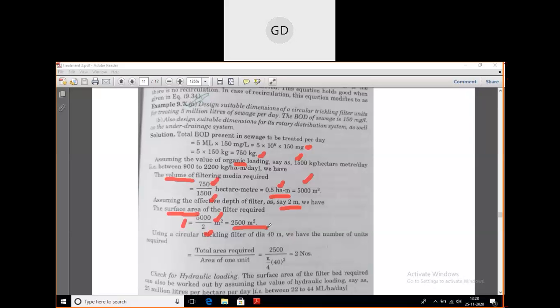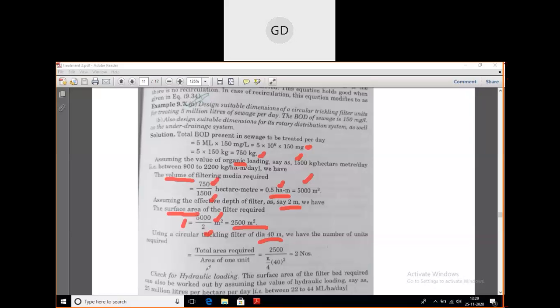Clear? Now you again have to assume a circular trickling filter of diameter 40 meter. We need to find the number of units required for the trickling filter. You have assumed the effective depth and organic loading rate, and now you are assuming the diameter also. You need to remember this: they are assuming the diameter as 40 meter.